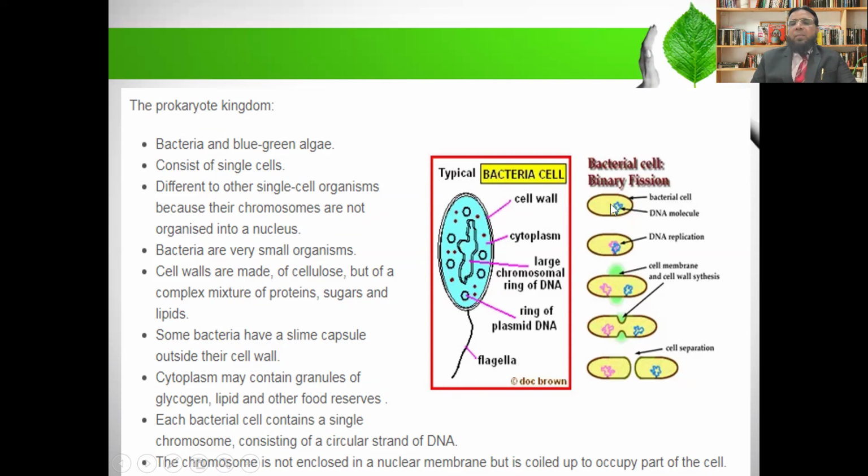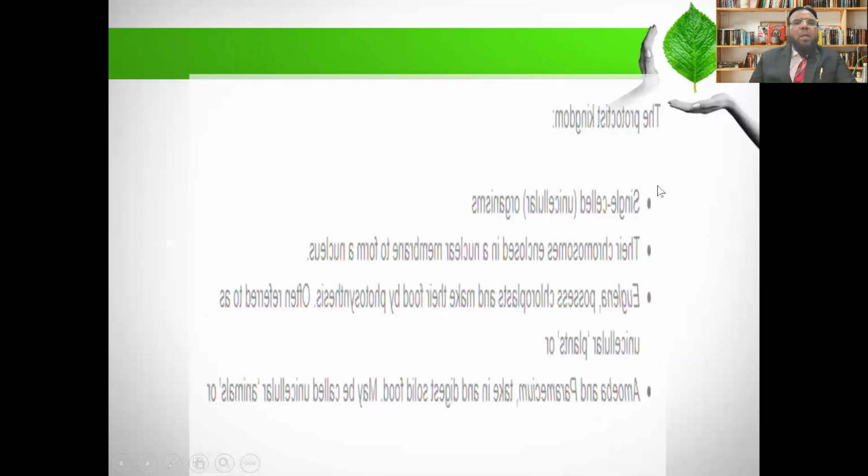You can see that firstly the genetic material is to be divided. After that the cytoplasm is to be divided. This type of cell division we call binary fission. So binary fission can be seen in bacteria. Now come to the next slide.